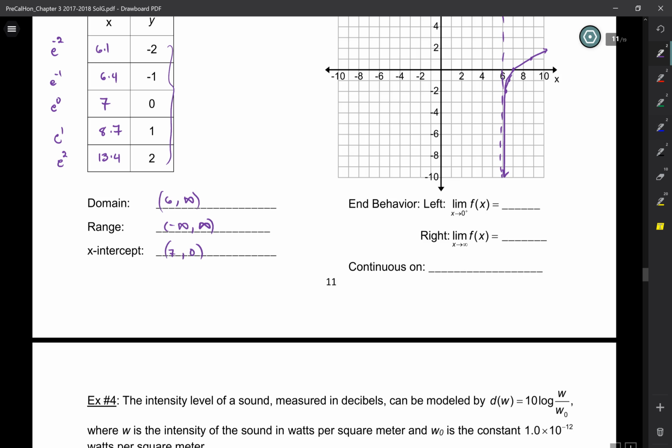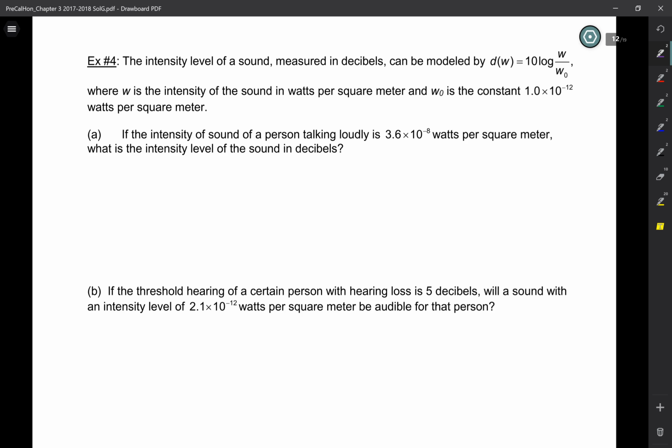And here, okay, so I have a typo here. This should say 6 plus, right? So as it approaches 6, it goes to negative infinity, and it's continuous everywhere on its domain. The intensity level of sound can be modeled by this formula here.